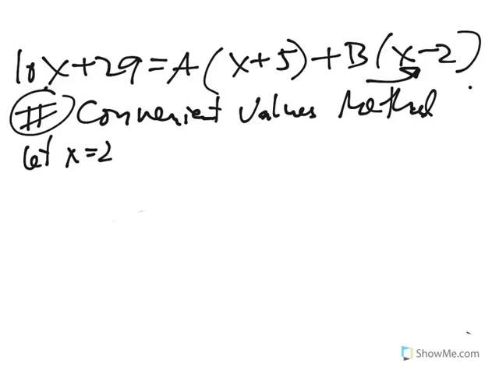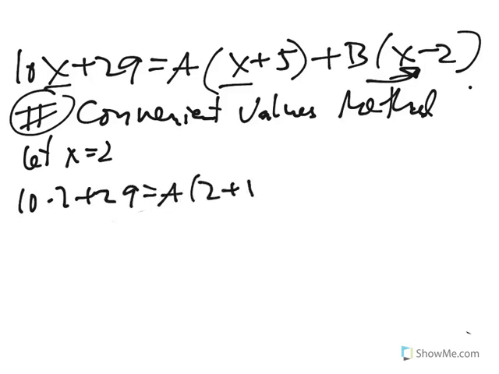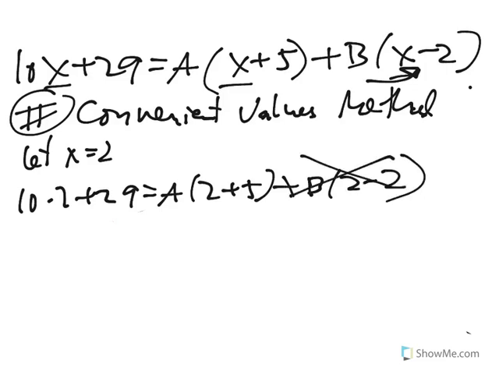Put 2 in place of all the x's in the equation. You get 10 times 2 plus 29 equals a times 2 plus 5 plus b times 2 minus 2. But that's the same thing as 0, since 2 minus 2 is 0. So we get 49 equals 7a, and a equals... wait, is that what I had? Hold on. No, because 49 divided by 7 is not 3, it is 7.